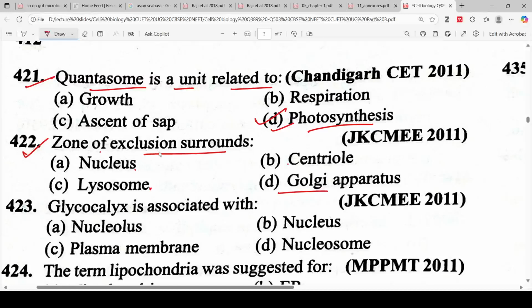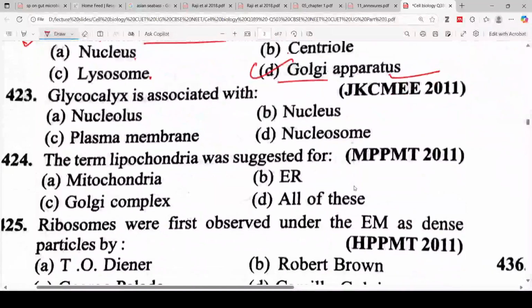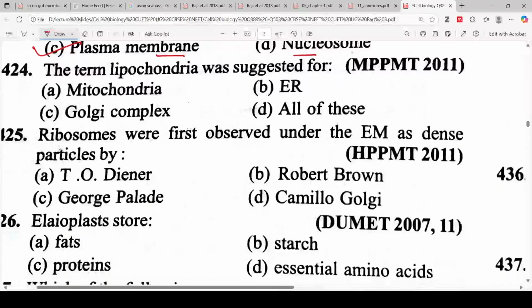So the zone of exclusion surrounds Golgi apparatus. Next question, glycocalyx is associated with nucleolus, plasma membrane, nucleus, nucleosome. So the plasma membrane will be the correct answer. Next question, the term lipochondria was suggested for.